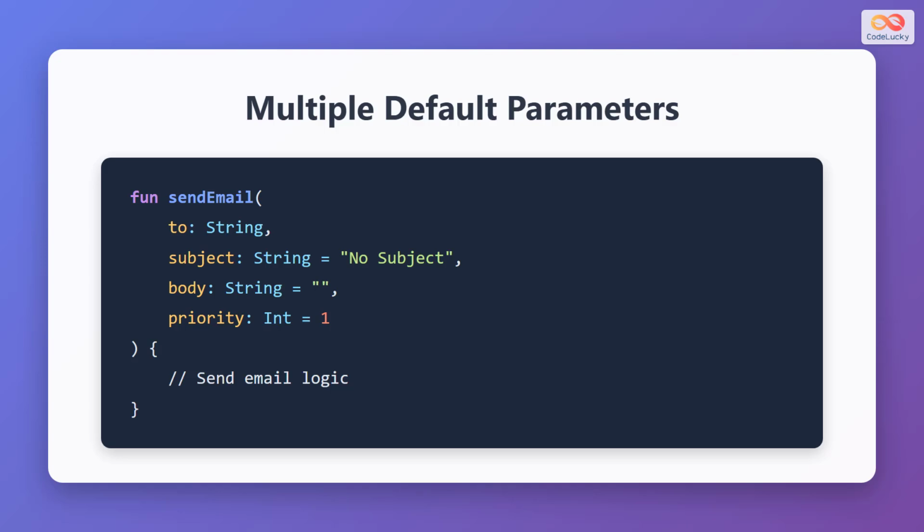Functions can have multiple parameters with default values. The sendEmail function demonstrates this. It has 4 parameters. "To" is required, while subject defaults to "no subject", body defaults to an empty string, and priority defaults to 1. This means you only need to provide the required parameters, and the rest will use their defaults unless you specify otherwise.